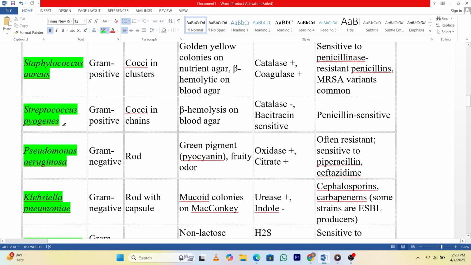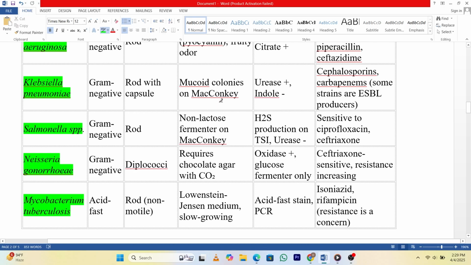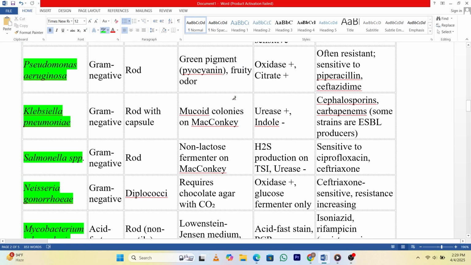Streptococcus pyogenes: gram-positive cocci in chains, beta-hemolysis on blood agar, catalase negative, bacitracin-sensitive, penicillin-sensitive. Pseudomonas aeruginosa: gram-negative rod, green pigment, pyocyanin, fruity odor, oxidase positive, citrate positive, often resistant, sensitive to piperacillin, ceftazidime. Klebsiella pneumoniae: gram-negative rod with capsule, mucoid colonies on MacConkey, urease positive, indole negative, cephalosporins, carbapenems, some strains are ESBL producers.